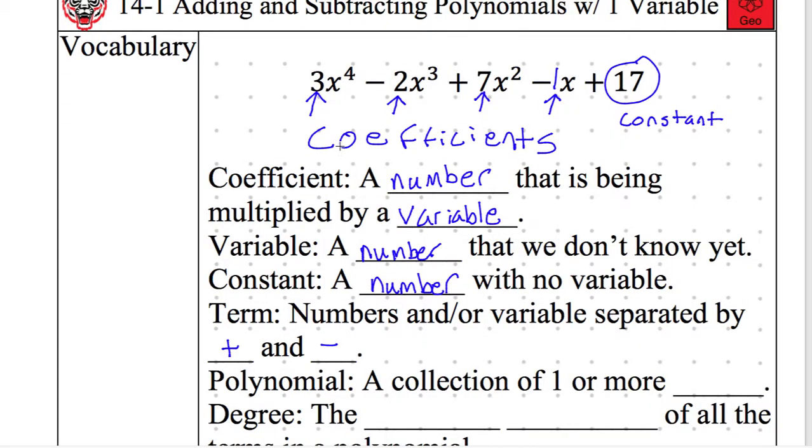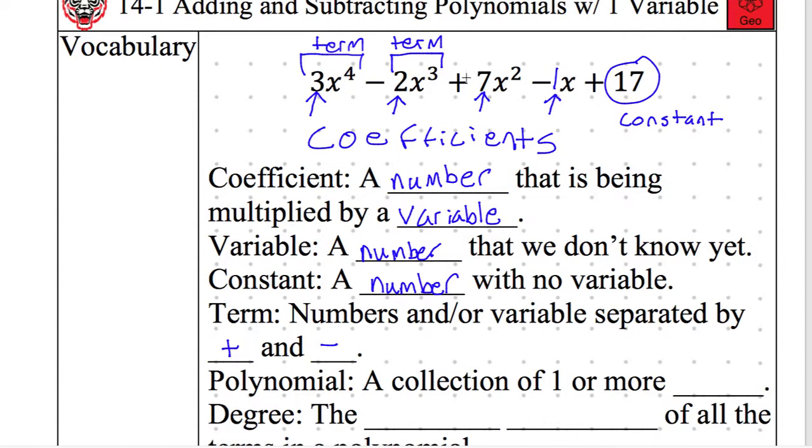So, oh look, I found a minus sign. Therefore, the thing that was separated, this 3x to the 4th power, that is a term. This whole unit is a term. This entire negative 2x to the power of 3. I know that it's technically separated by the negative, so I guess you could just be talking about this thing. That is also a term.